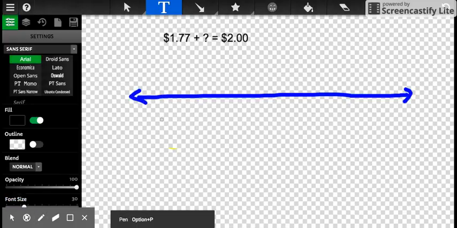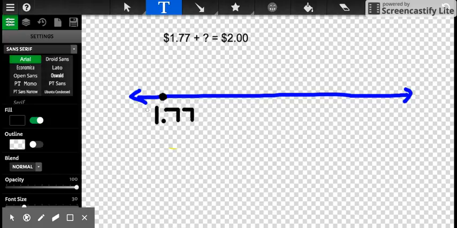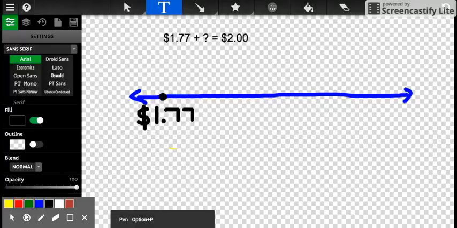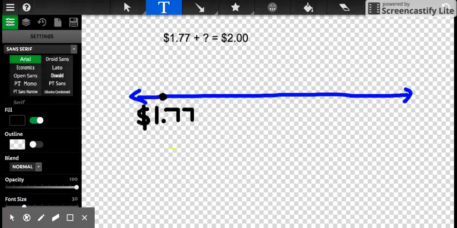For a number line, you could start with $1.77, or as we talked about, we also can think of this as 177 cents, whatever way works best for you. I would get in the habit of using the dollar sign and the dot like we talked about. That's going to be how you're going to see money when you go to a grocery store, if you're going to GameStop to buy a video game, anything like that, you'll always see money written that way.